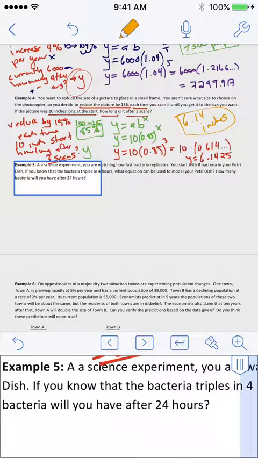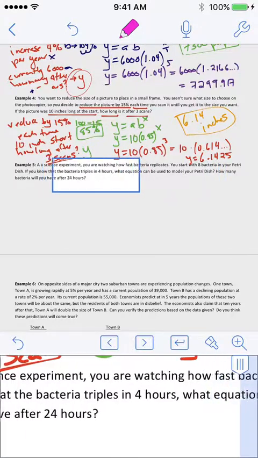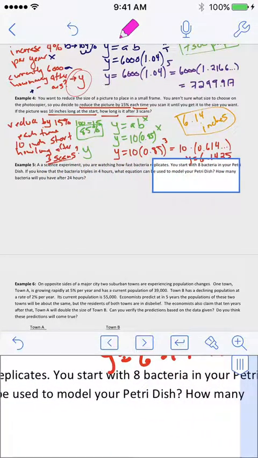So they're actually asking us to come up with an equation this time. We have to make sure we have the equation. Let's start by underlining. We're interested in how fast bacteria replicates. Great, but that doesn't really help us with the equation part. Start with 8 bacteria. That sounds pretty important, right? Let's see if we can identify that right now. What variable do you think that would be? What do you think?